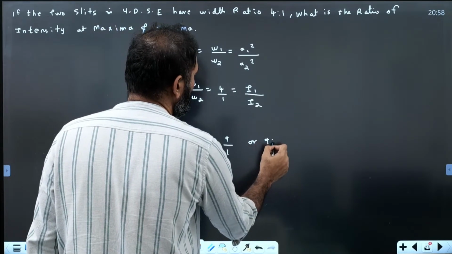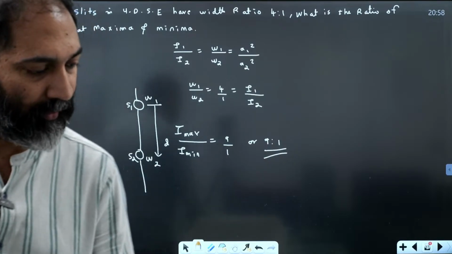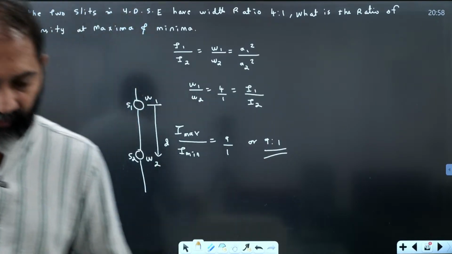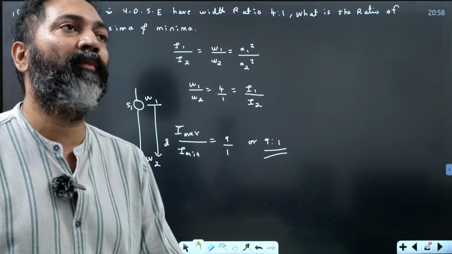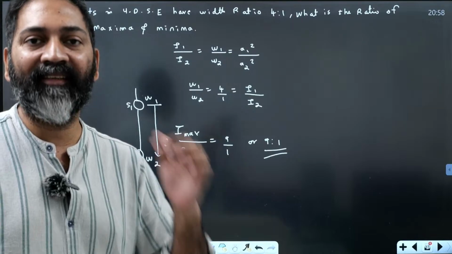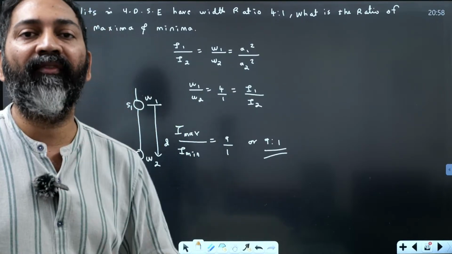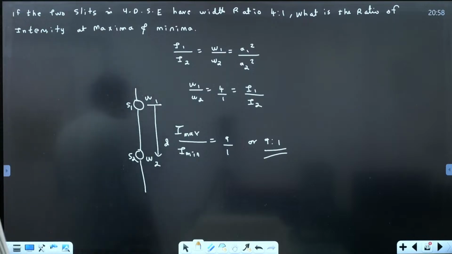So Imax by Imin is 9:1. Any doubt? Yeah, all of you got that. Okay, so thank you. Next class we will be doing more problems. Then we will be studying about diffraction at a single slit. This is double slit. Next class we will be studying diffraction at a single slit. Okay, thank you all of you. Thank you. Good night.